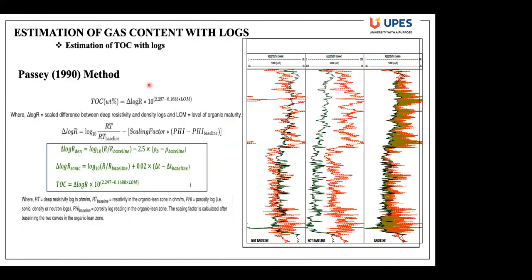Now, as I have told you, the total organic carbon content is very important in the case of unconventional reservoirs, so you can calculate TOC. As all of you know, TOC is generally calculated in the laboratory using a TOC analyzer, and Rock-Eval pyrolysis can be used to estimate the TOC. For that you require core samples.